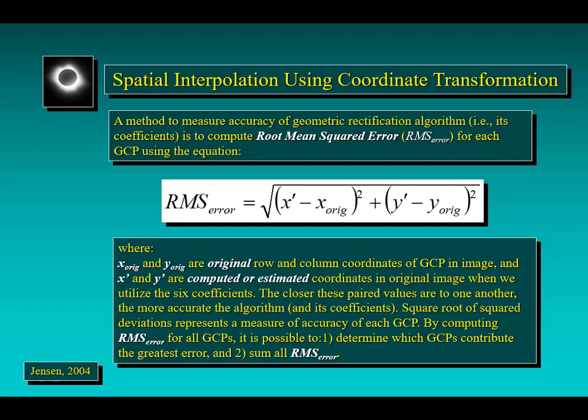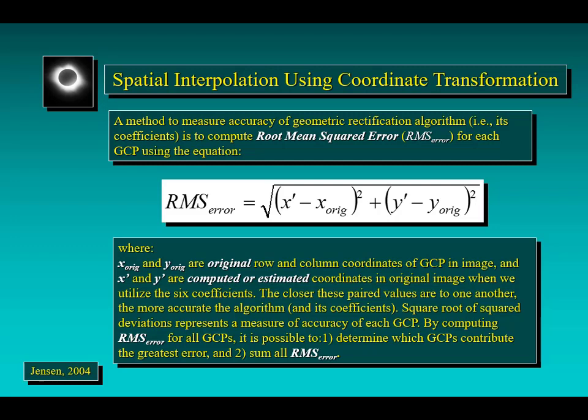And the closer those paired values are, the more accurate the algorithm and its coefficients are going to be in the geometric correction. The square root of the squared deviations then represents a measure of accuracy of each one of those ground control points. What we do is compute the RMS error for each and all of the ground control points. In so doing, it becomes possible to determine which GCPs have the highest error, right? Because we can just look at the RMSE associated with each one of the ground control points, and we can also sum up all of the RMS errors.